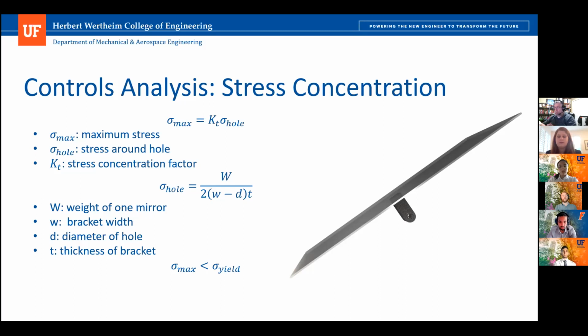This stress can be compared to the yield stress of the bracket to determine whether the material will fail around the holes. The yield strength of aluminum is 276 megapascals. The calculated stress concentration factor was found to be 2.32. The nominal stress around the hole was then found to be 0.379 megapascals, which resulted in a maximum stress of 0.879 megapascals. Compared to the yield strength of 276 megapascals, it can be safely assumed the bracket will not fail around the holes.